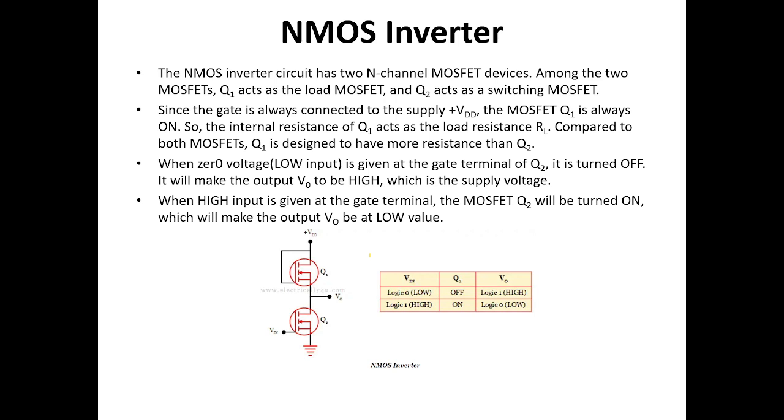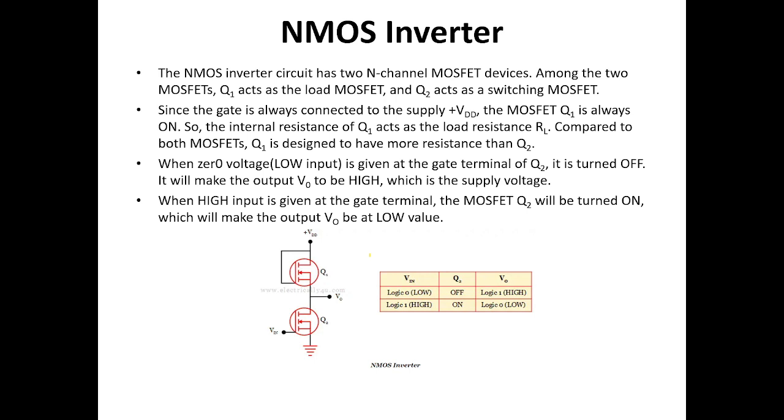This inverter circuit has two N-channel MOSFET devices, Q1 and Q2. Q1 acts as a load MOSFET and Q2 acts as a switching MOSFET. Since the gate of Q1 is connected to the plus VDD, the MOSFET Q1 is always on. The internal resistance of Q1 acts as the load resistance RL. Compared to both MOSFETs, Q1 is designed to have more resistance than Q2.